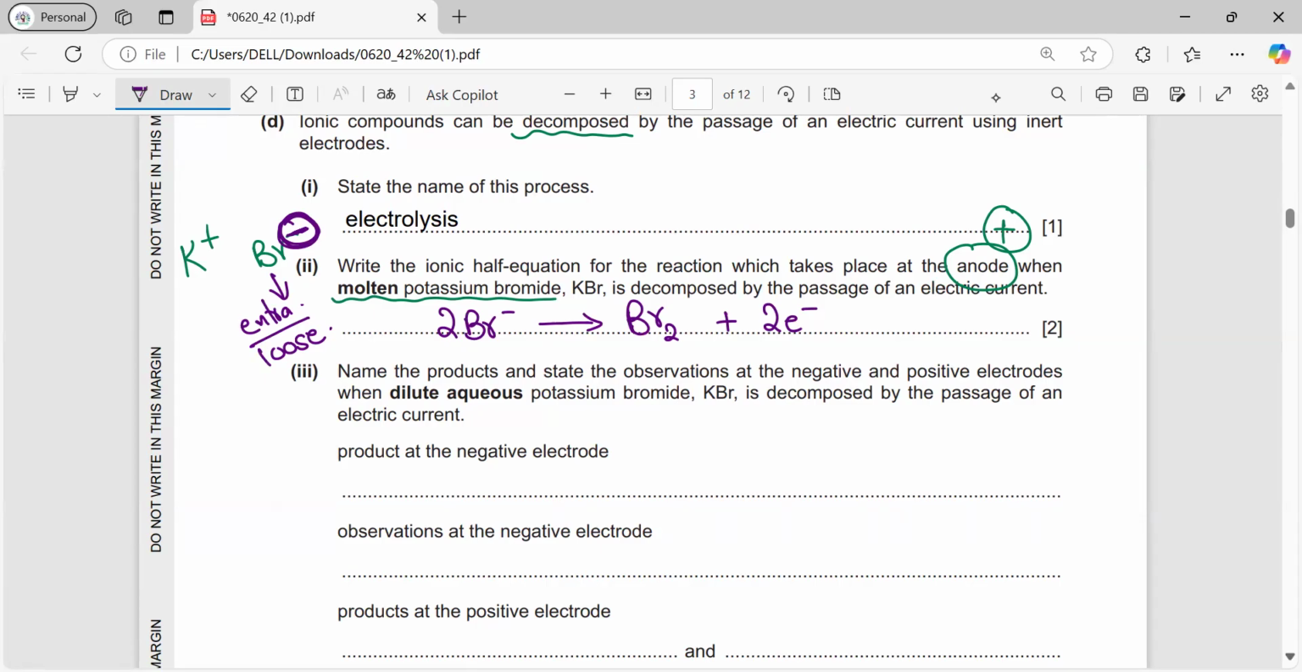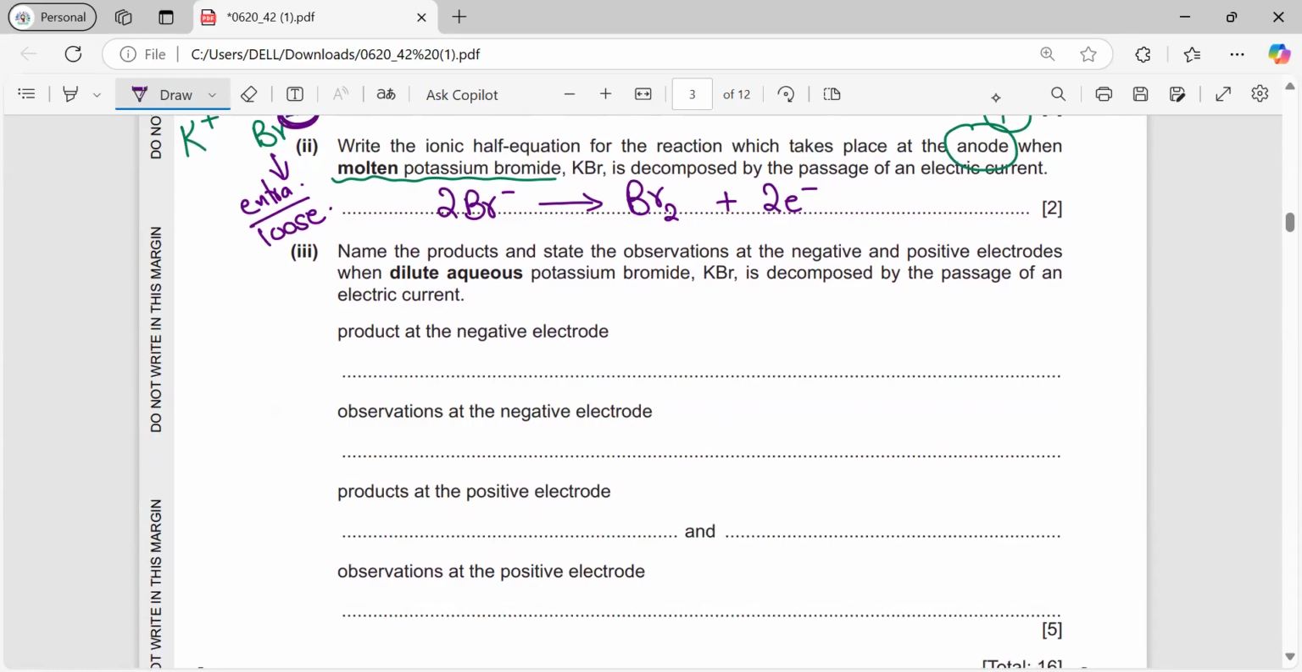Next question. Name the products. Okay, so we have to name the products. State the observation at the negative and the positive electrodes when dilute aqueous potassium bromide is decomposed by the passage of an electric current. So we have here dilute aqueous potassium bromide, and we have to see what will form at the negative electrode and what will form at the positive electrode.